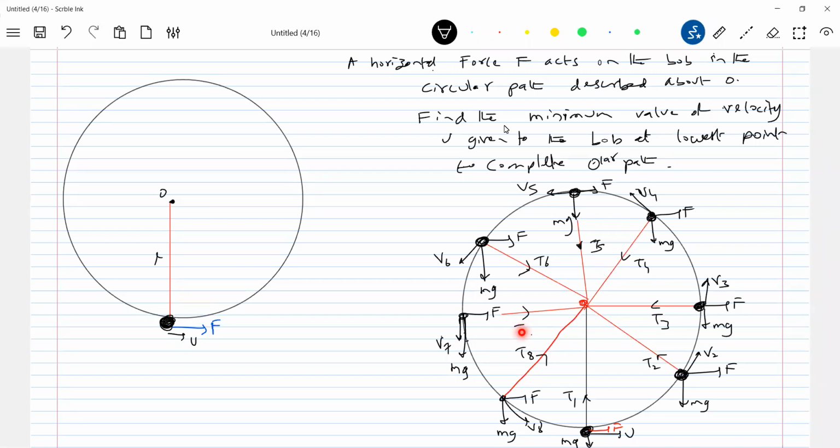Tension in the string here, let it be T7. Okay, some are confusing with this. This is a string, horizontal. Here, T7, and the force F will be acting horizontally.